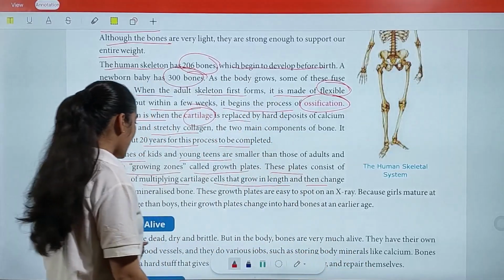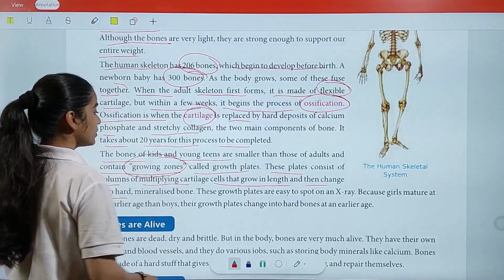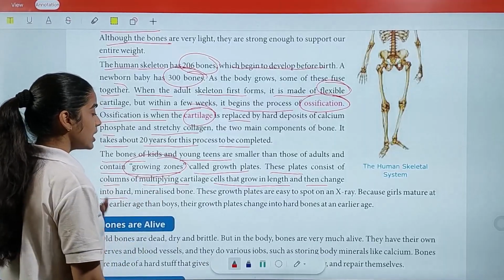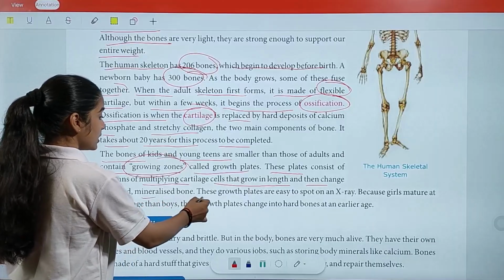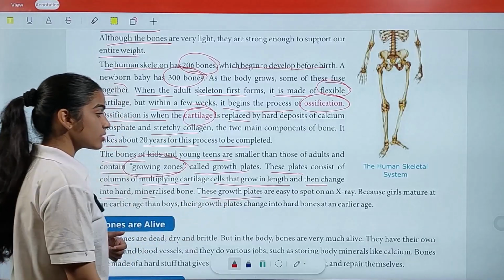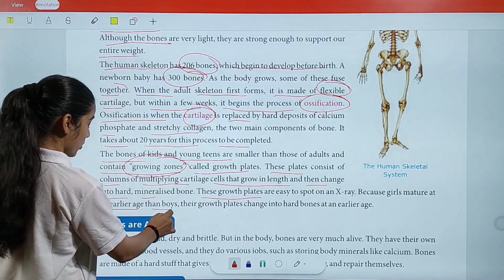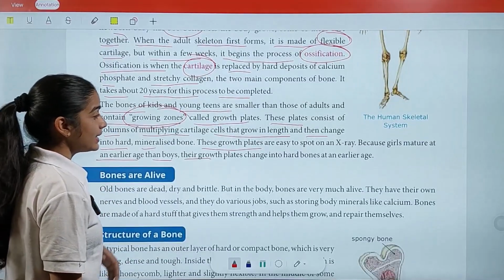Okay. And one more thing, how does it happen? This is called your growing zones. When the growth plates are added on, these plates consist of columns of multiplying cartilage cells that grow in length and then change into hard mineralized bones. These growth plates are easy to spot on an X-ray, because girls mature at an earlier age than boys. The growth plates change into hard bones at an earlier age.